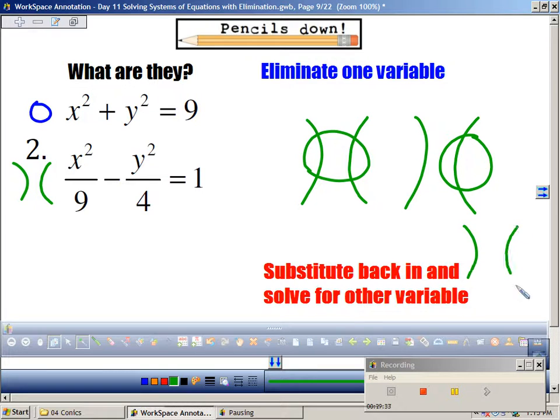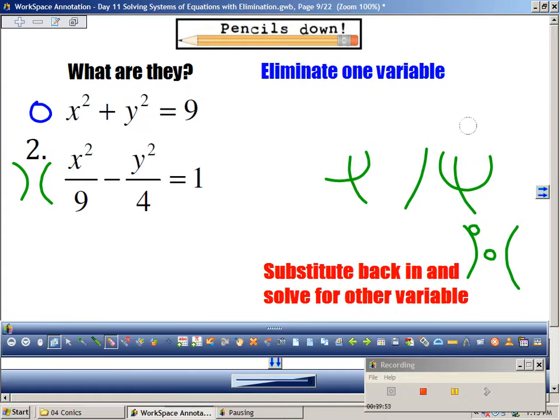I could have a hyperbola like this, and the circle just touches it. There's one solution. Or what about this one? No solution. Right? So we're going to be able to find all of that with algebra now.